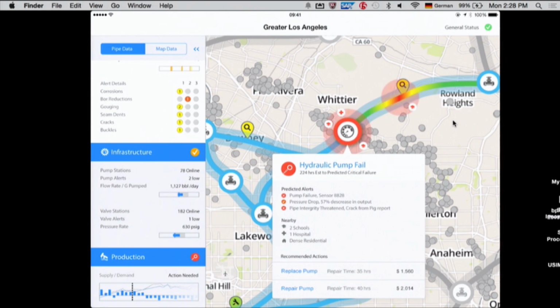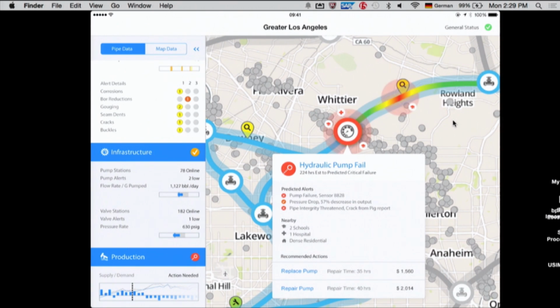Here he sees that there's going to be a potential hydraulic pump failure. And there is 224 hours estimated to this failure. The reason why he has the alert is because there are pressure sensors which are saying the pressure is falling, and there are temperature sensors. And then based on this, there is intelligence gathered that this could be a potential incident, and we need predictive maintenance for this. The pipeline integrity is threatened. Based on geodata, it also says there are schools and hospitals nearby, and there are next best actions that are recommended.